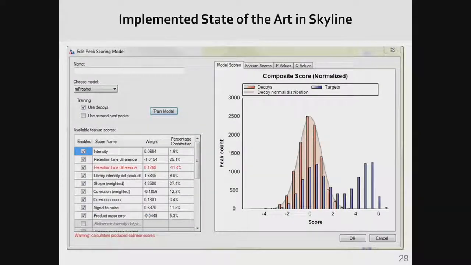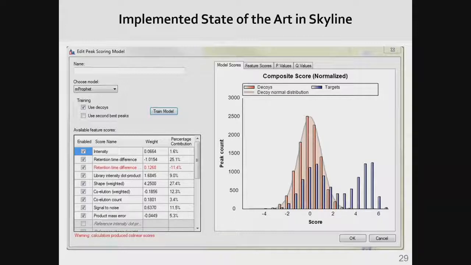OpenSwath and mProphet use a linear discriminant analysis or a support vector machine. I just want to point out that you'll be learning more about this throughout the week, but Skyline really does implement the state of the art. It implements the same basic mProphet scoring that was published in the original SRM paper, and it's also been implemented and used by OpenSwath. It's a fantastic algorithm, so we might as well make use of that great work that was done by the Aebersold lab.